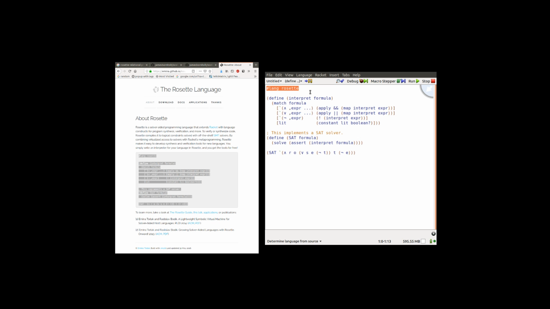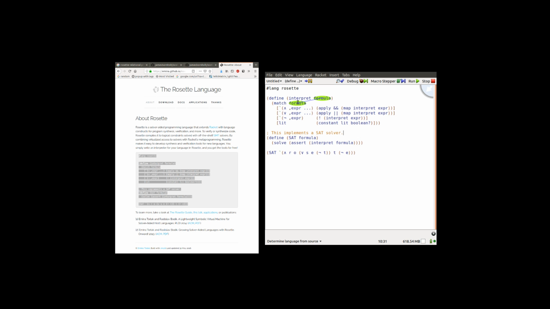What we're doing is making a SAT solver that would find proper valuations for the variables R, O, Z, E, T, and E, so that this formula, when you interpret it, would evaluate to true. And interpretation is pretty straightforward.